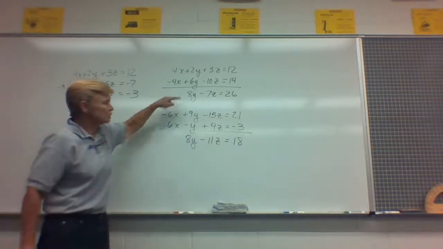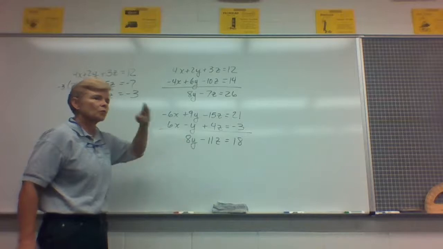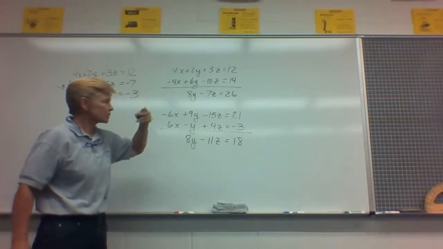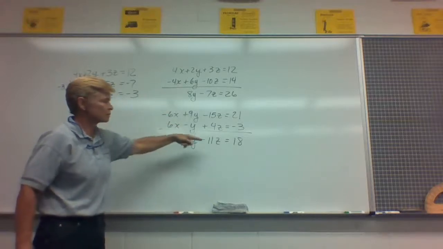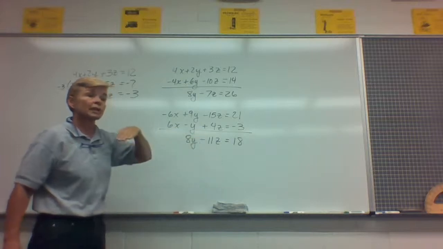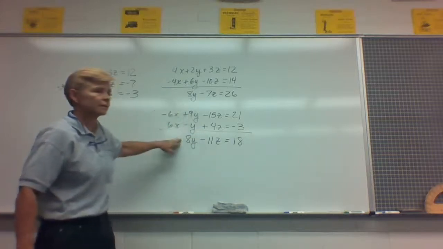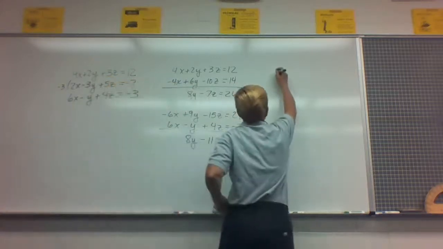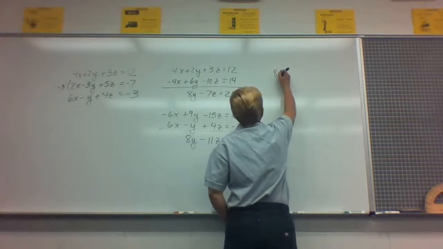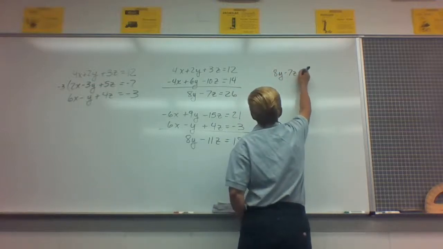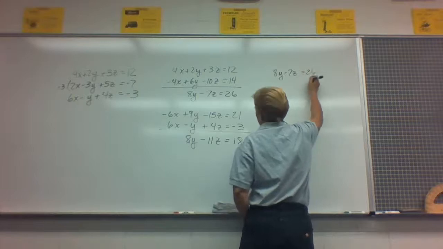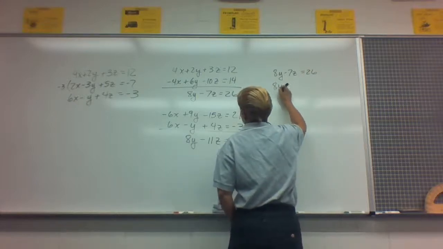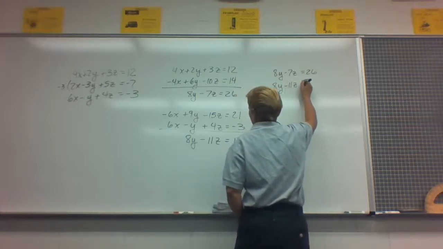Now I use these two and treat it like a system of two equations, because these are both written with a y and a z in it. So now I treat it like you learned in Algebra 1. Take these two and treat it as a system. So I'm going to write them together so I can see them clearly. 8y minus 7z equals 26, and 8y minus 11z equals 18.